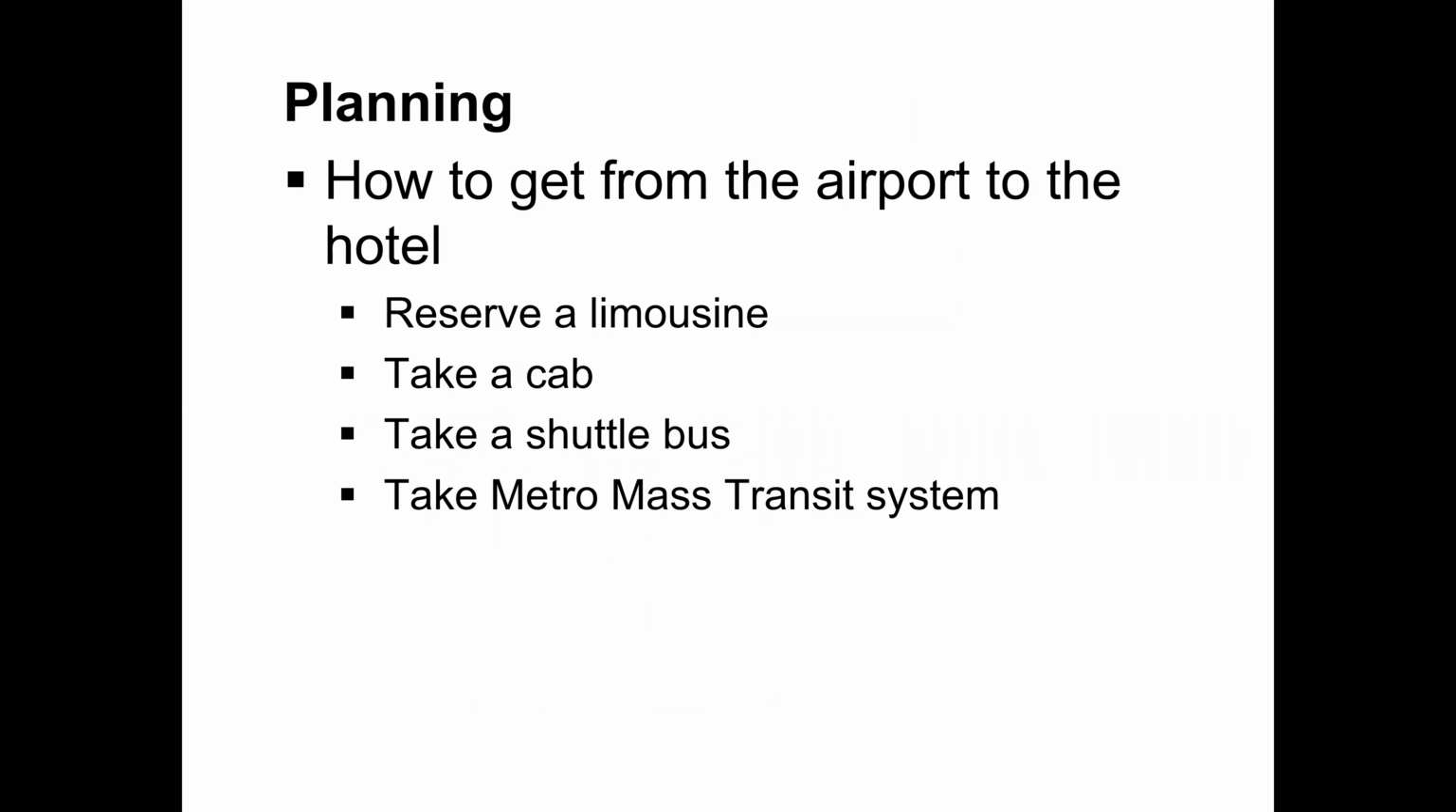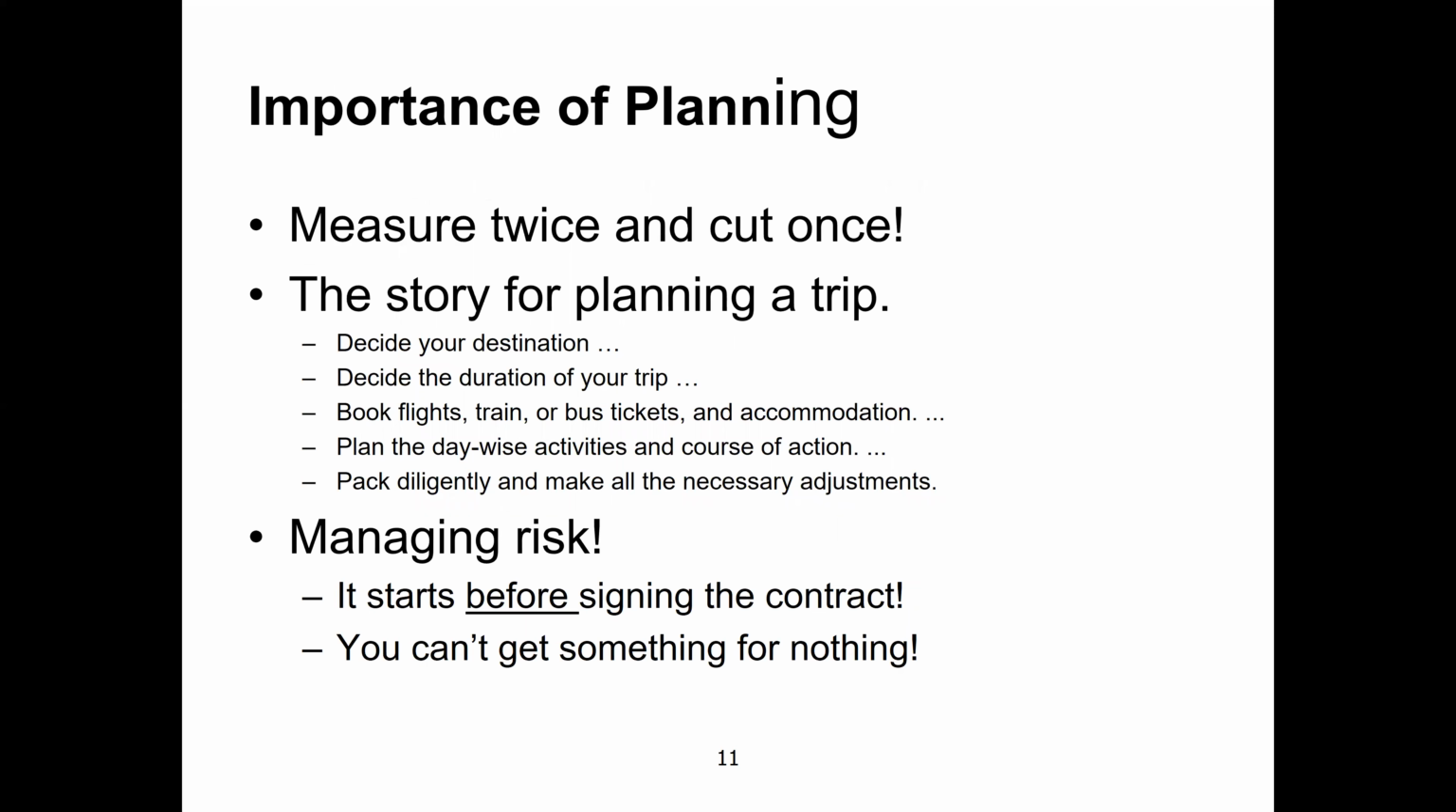So now we come to project planning. We discussed a little bit about the project, and now we come to the planning. To start with a simple thing: how to get from the airport to a hotel. You can take a limousine, a cab, a shuttle bus, or a metro mass transit system if you are at Washington airport. You need to decide, so you are making a plan. You need to decide which way will be best to go to the hotel, so you are doing planning. Planning is very important.